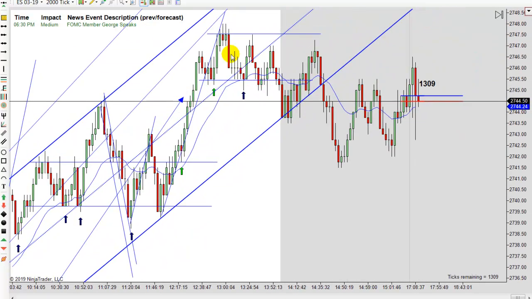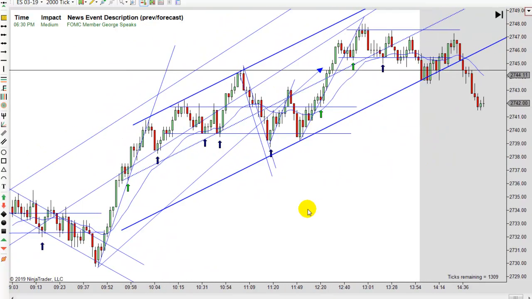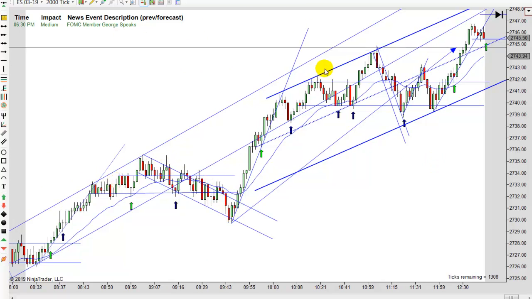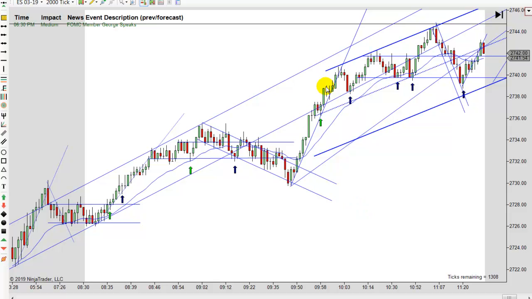And then we finally had a little bit of a correction right here, but this is more sideways and a little failure out the bottom. And that just tells you the market's still real strong. And you don't get any big corrections to actually get in.